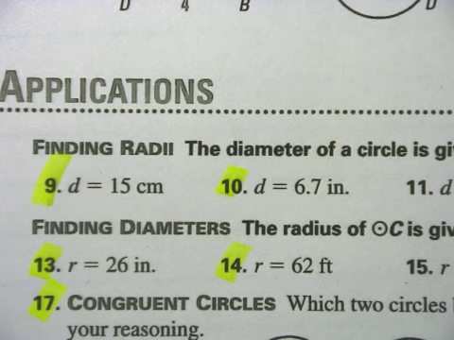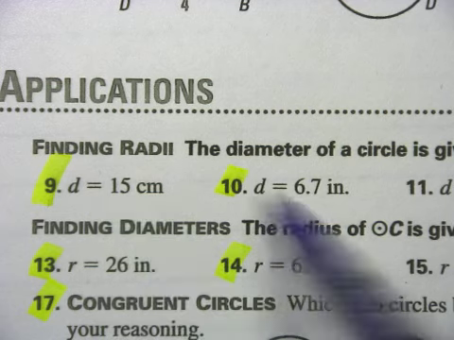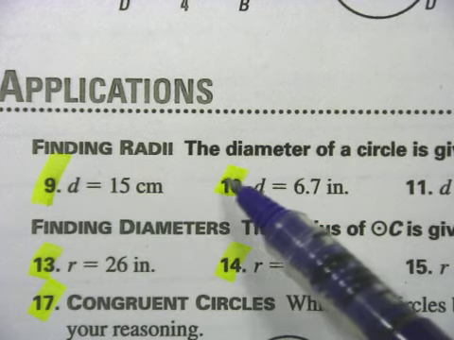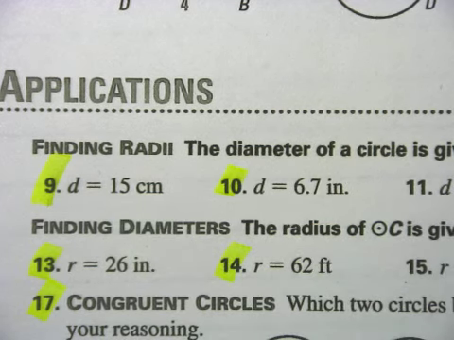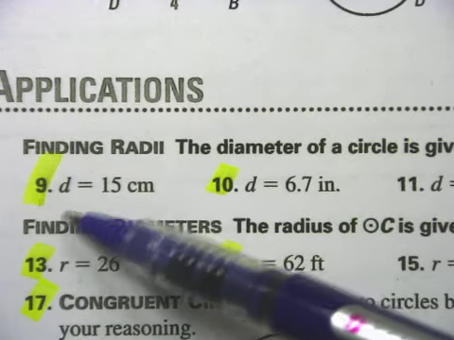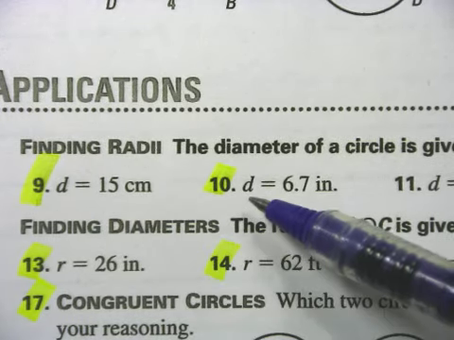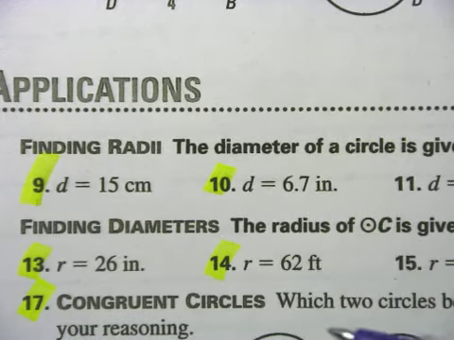Okay, class. So let's go over the questions on page 599, 600, and 602. The first question we have are questions 9 and 10. They're telling us that the diameter of a circle is given. They want us to find the radius. Here, the diameter is 15, and for number 10, the diameter is 6.7.